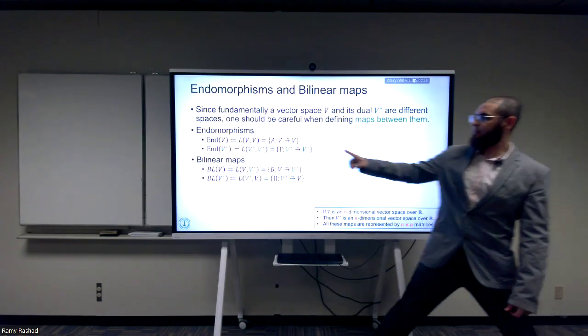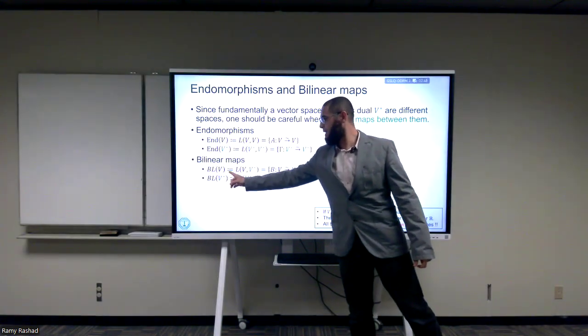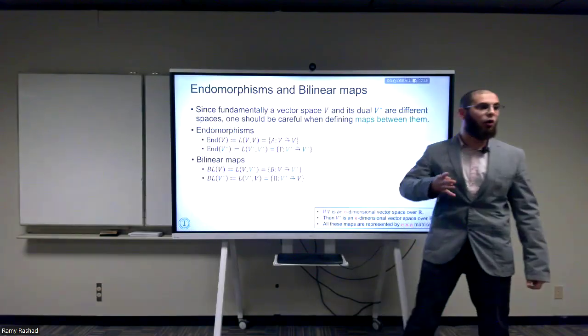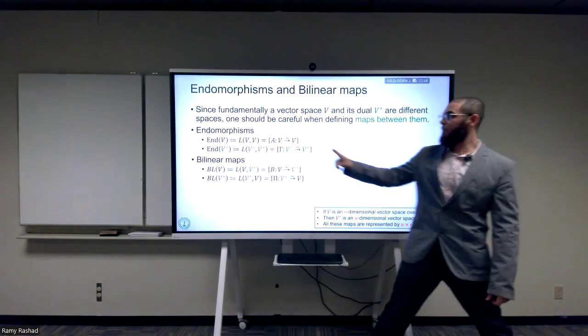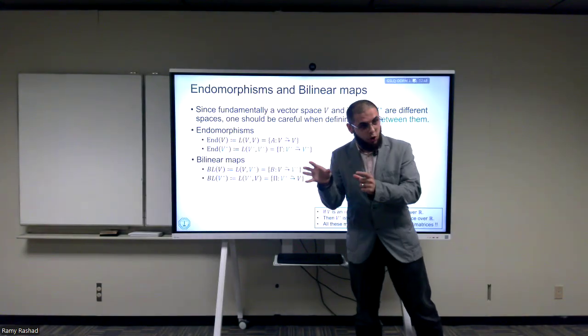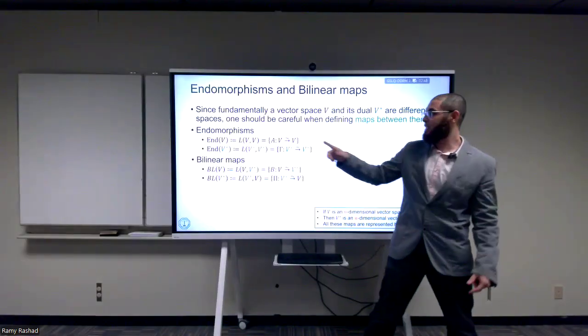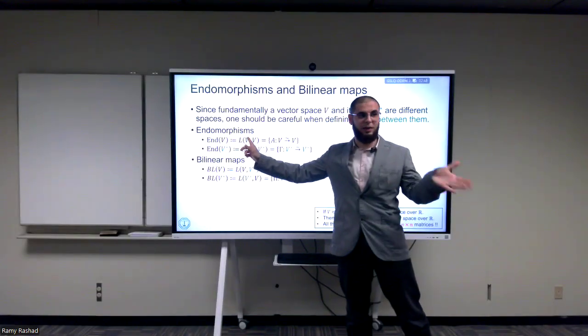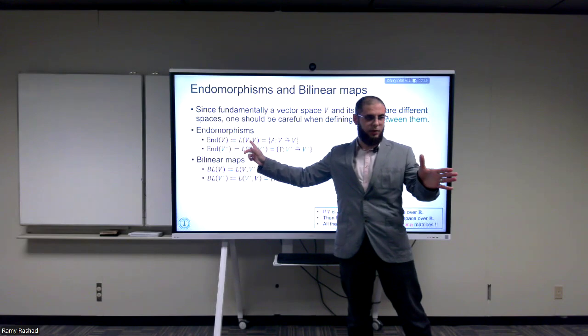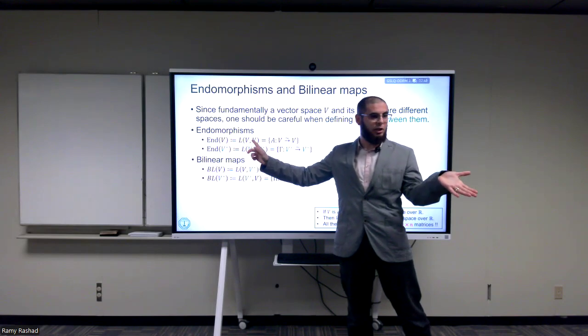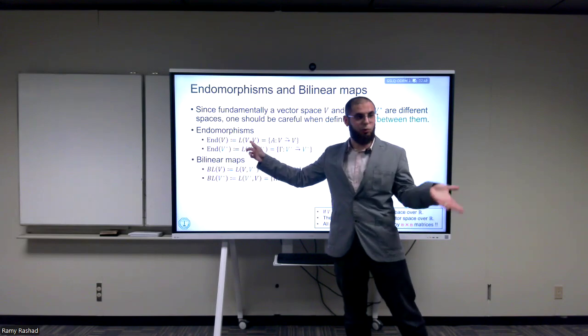End V star, BLV, and BLV star. These are four spaces of linear maps. Each one of them is on its own a vector space, because L of V to W, no matter what V and W are, of course, they are vector spaces, but I mean, in general, for general vector spaces, L of V and W is always a vector space.